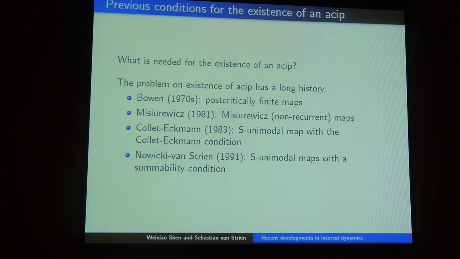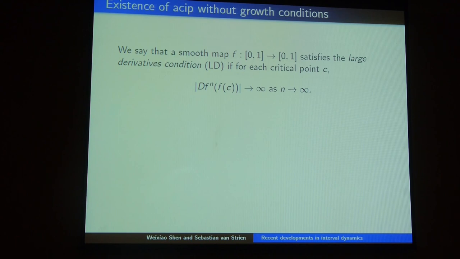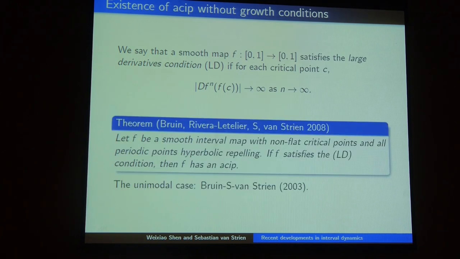All these results pose some condition on the critical orbit, and this condition implies the existence of ACIPs. Let me discuss a condition that is again on the critical orbit, but weaker than all the conditions I just stated. Let's say a smooth map satisfies what I call the large derivative condition, written LD, meaning that the derivative at the critical values goes to infinity in absolute value. We proved that under this condition the ACIP exists. The unimodal case was done before, in joint work with Bruin and Rivera-Letelier.